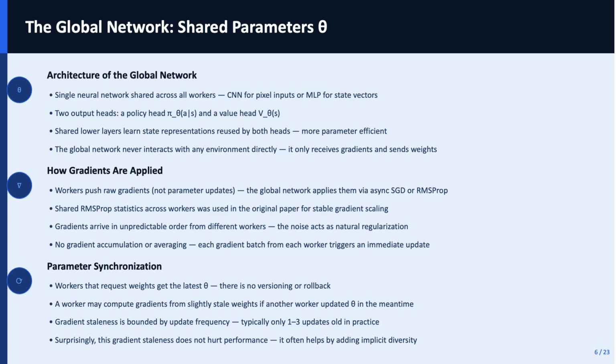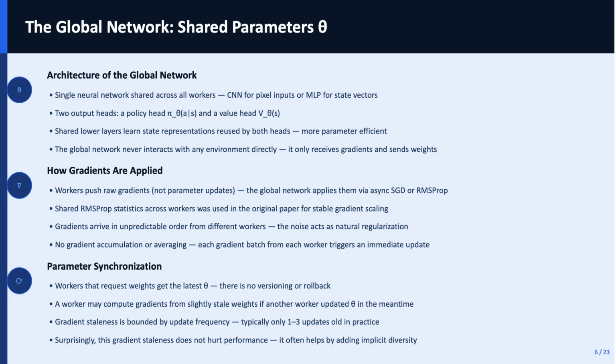The global network shared parameters. The global network is a single source of truth for what the agent knows. It holds the shared parameters that all workers read from and write to. It has two output heads: the actor head, which outputs a probability distribution over actions for each state, and the critic head, which outputs a single scalar estimating the expected future return from that state.